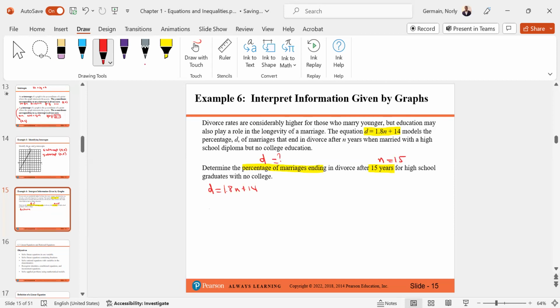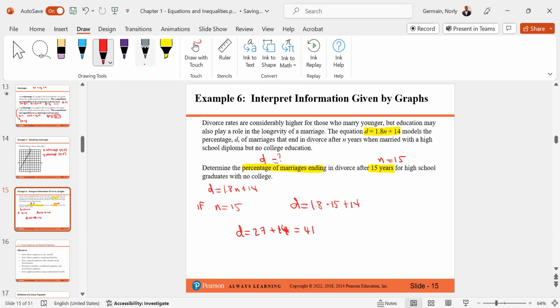All I have to do is plug in. If we know n equals 15, that means D, the percentage of marriages ending in divorce, equals 1.8 times 15 plus 14. Order of operations, if you remember, you do 1.8 times 15 first. That's the first thing you do. D equals 1.8 times 15 gives you 27 plus 14. Remember, never add before you multiply, okay? So 27 plus 14 gives you 41.